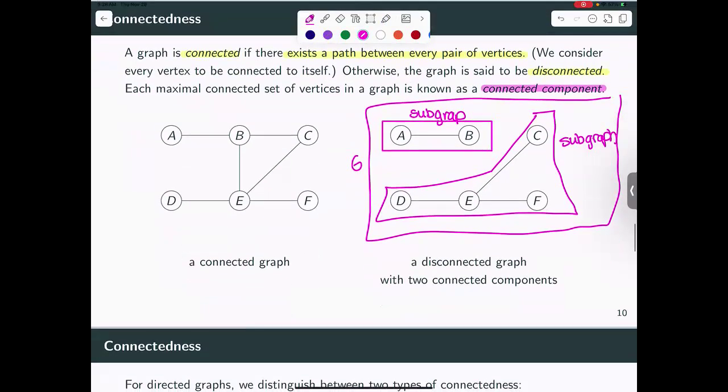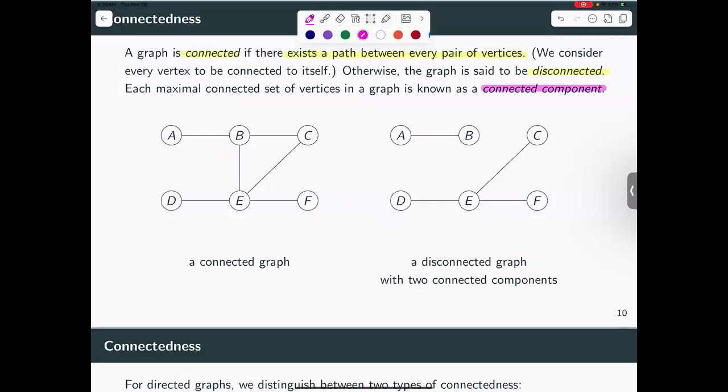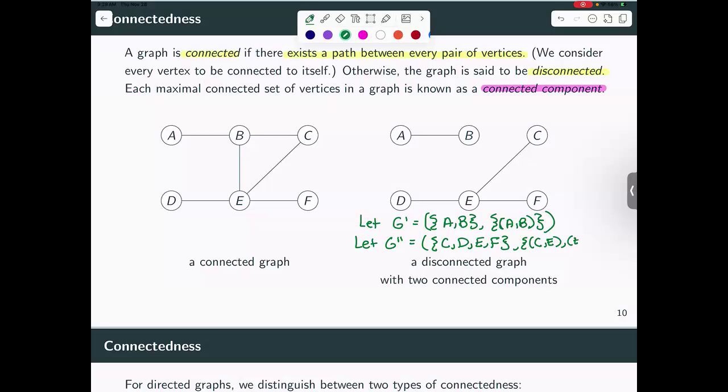So what we could do if I gave you a graph like this on the exam and I asked you to define the two subgraphs as well as the graph itself, you could let G prime equal the set of vertices A and B, and then the set of edges AB, right? There we go. We can let G double prime be the set of vertices C, D, E, and F, and then the set of edges C to E, E to D, and E to F. Lost a comma there. Okay. And then we could also define G itself as containing all of that information.